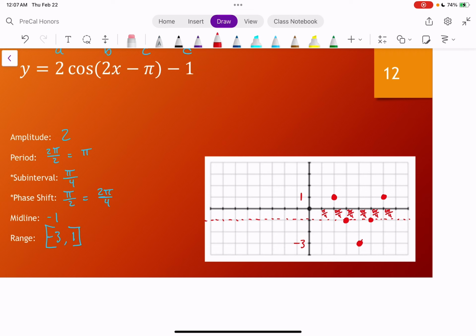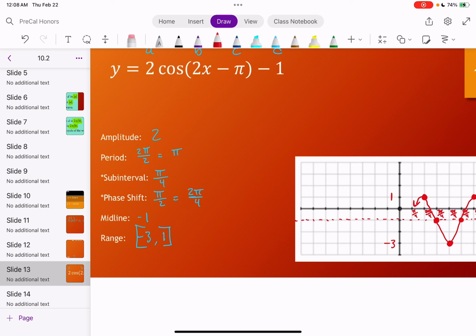Keep in mind, we would connect the dots and we would show that, notice they would curve at the very maximum and curve back down to show continuation of the wave. Let's take a look at slide 13.